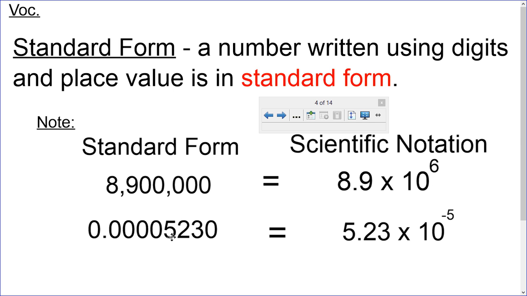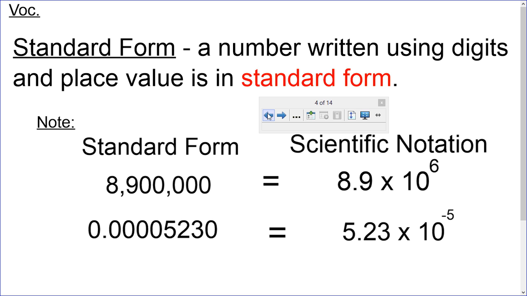Whereas the number 0.00005230, that's a very, very small number. If we change that to scientific notation, we have 5.23 times 10 to the negative 5. So that negative indicates that it is a very, very small, microscopic number. So it's very small, so the exponent is negative.